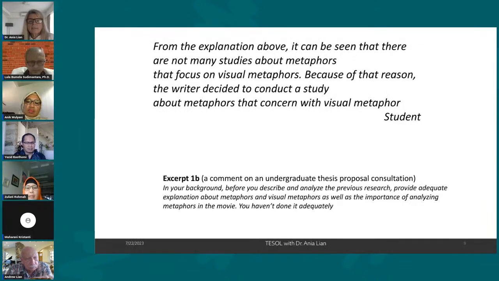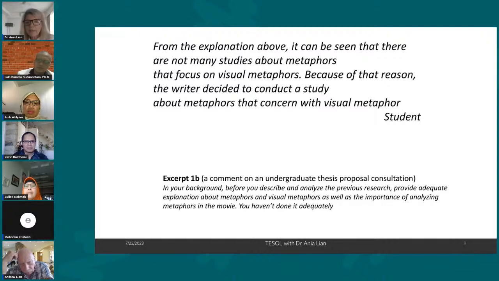So, if we look at this comment here, we have a text from the student. From the explanation above, it can be seen that there are not many studies about metaphors that focus on visual metaphors. Because of that reason, the writer decided to conduct a study about metaphors that concern visual metaphors. So Dr. Zuli, what do you think of this particular text?